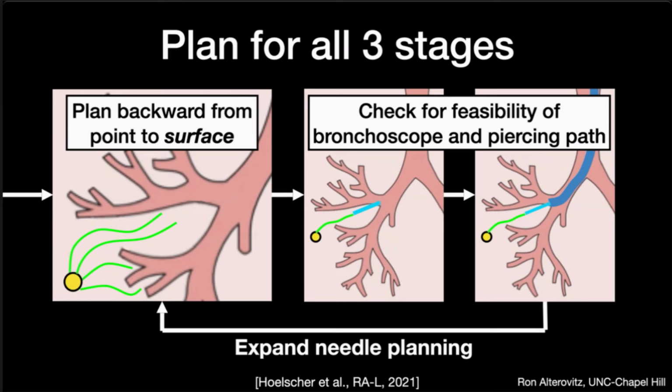For efficiency, we plan backward from the target onto the surface of the airway, which is actually faster because we're going from essentially a point to a surface for planning, and that's much faster than trying to plan from a particular launch point to a particular target. We can then execute the plan that we found in the forward direction, but we've already taken advantage of this speed up in computation.